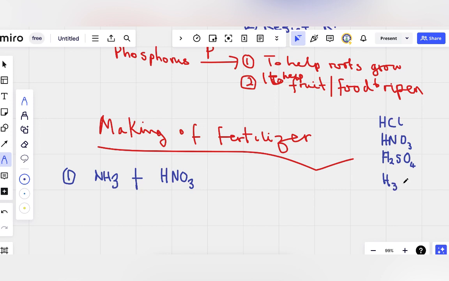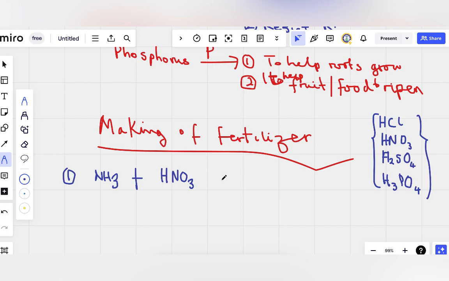H3PO4. So you must know all these acids, and how to write the chemical symbol of each acid compound. You must know how to write all these chemical symbols. So when we talk about them, you should be able to write the symbol.